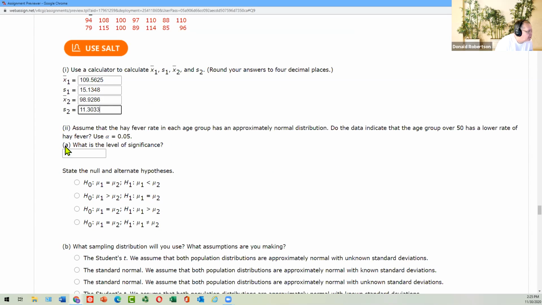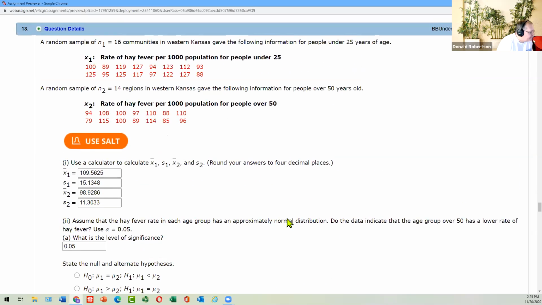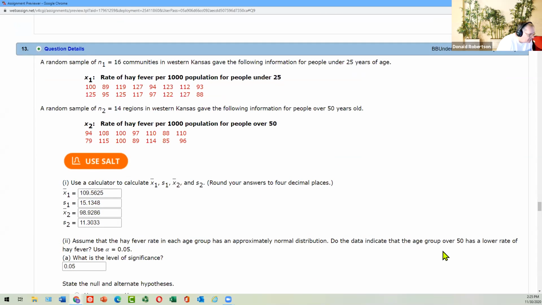Assume, blah, blah, blah. Here we go now. Assume that hay fever rate in each group is approximately normal. Does the data indicate that the over 50s have a lower hay fever at the 0.05 level? So the level is 0.05, and they are looking for lower. So we've got to figure out which way around that means in the story.